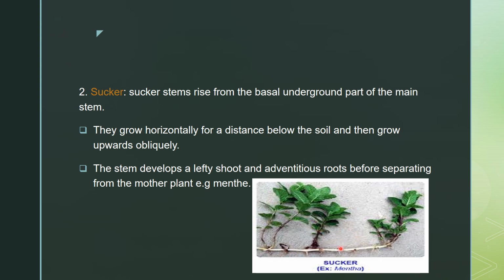This white part grows under the ground horizontally for a distance, and then arises or grows obliquely upward. Before separating from the mother plant, the stem develops a leafy shoot and adventitious roots. Okay, and then it separates from the mother plant.